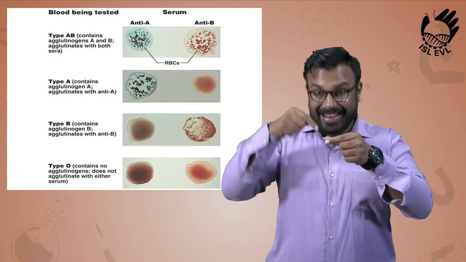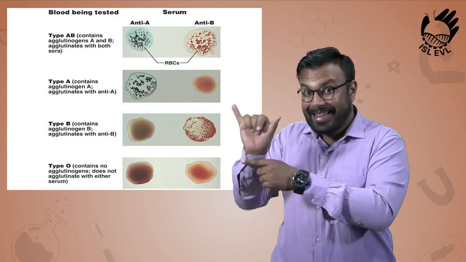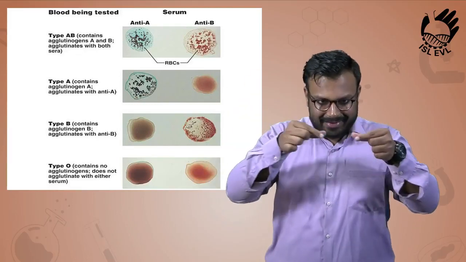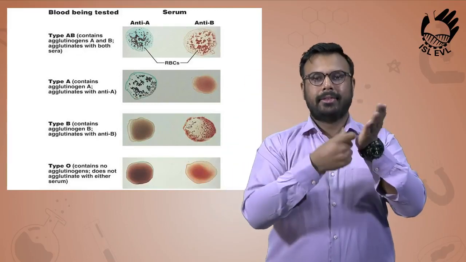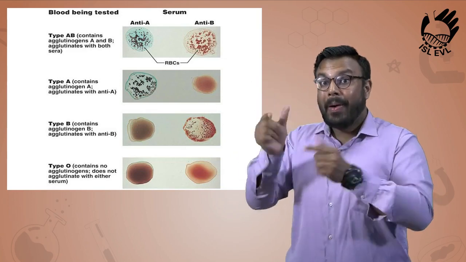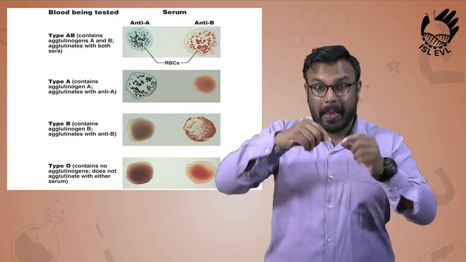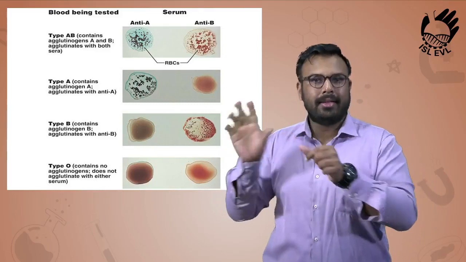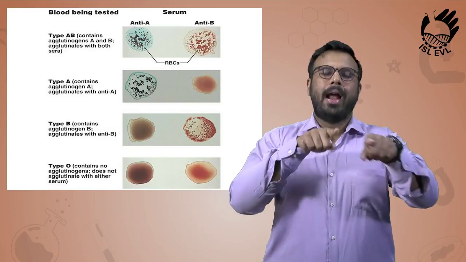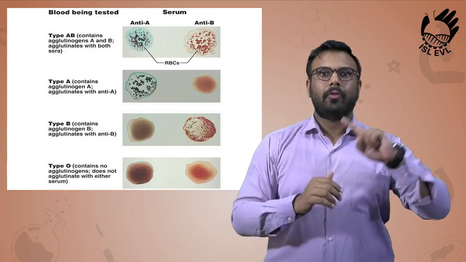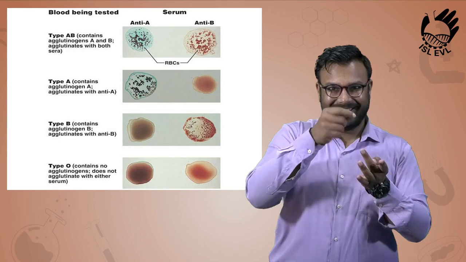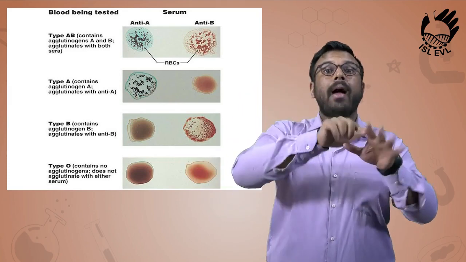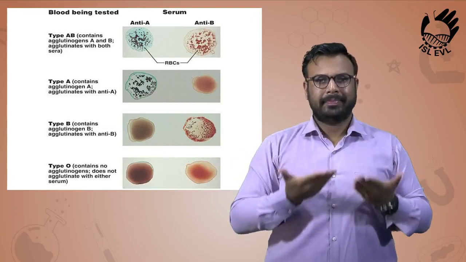People with type A blood will have antibodies against type B in their serum. And those with type B blood will naturally have antibodies against type A blood in their serum. Type O blood contains both anti-A and anti-B antibodies.